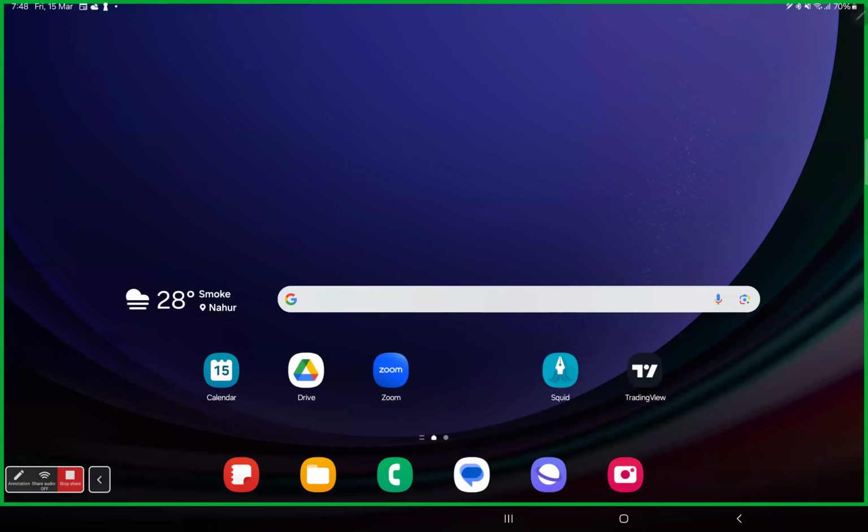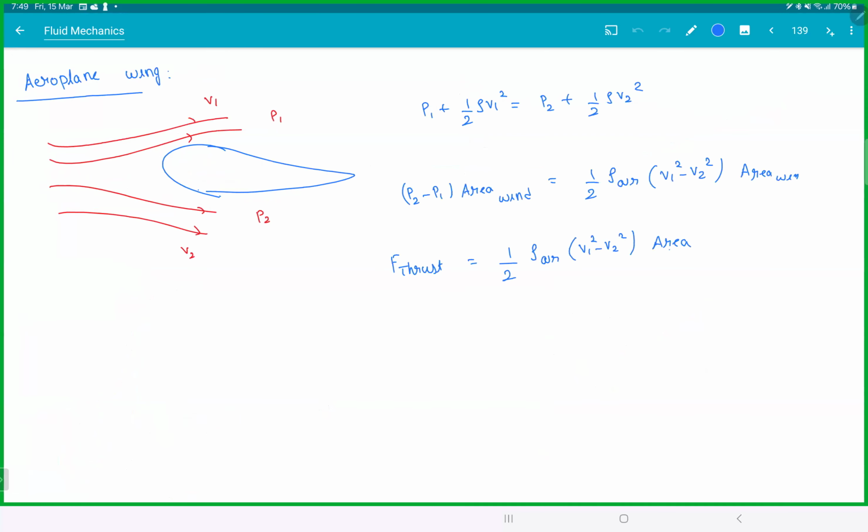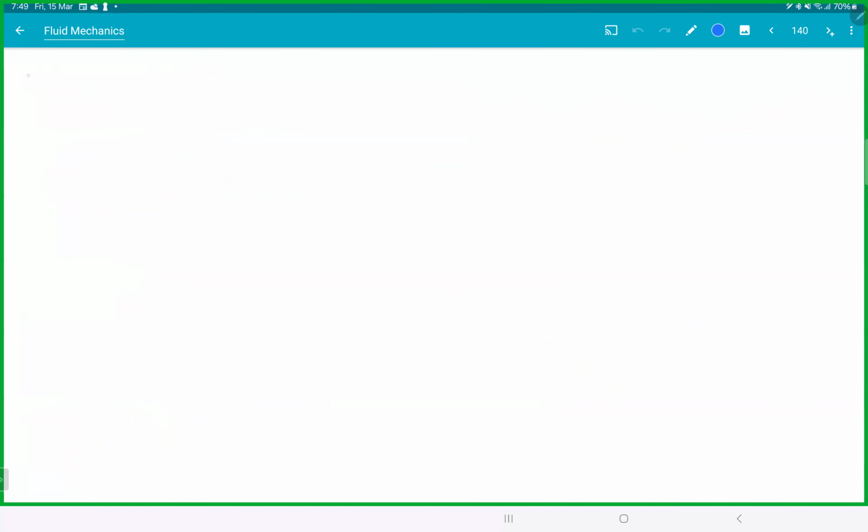Clear with this thing, Magnus effect? The next thing. Yeah, this is the second concept, it's aeroplane wing. The third one is a venturi meter. Again, these are theory plus concept both. In venturi meter, we have two cases, an open venturi meter and a closed one.